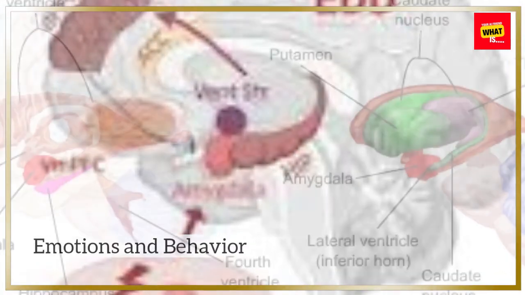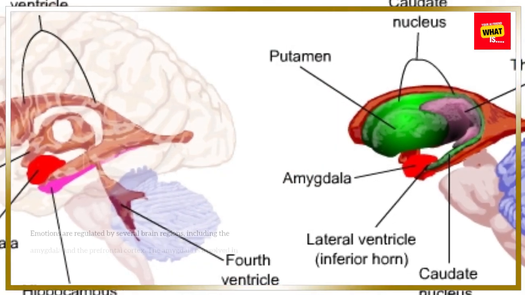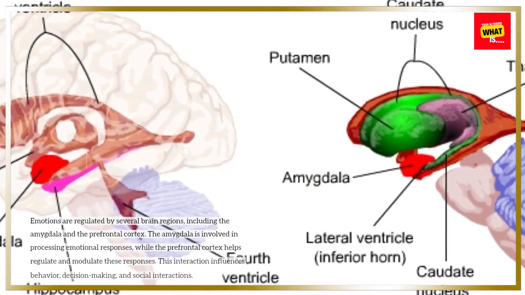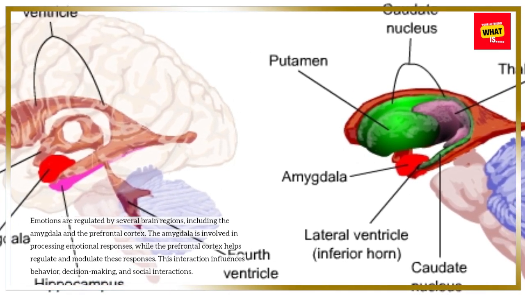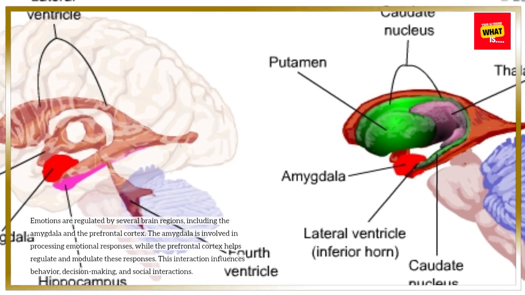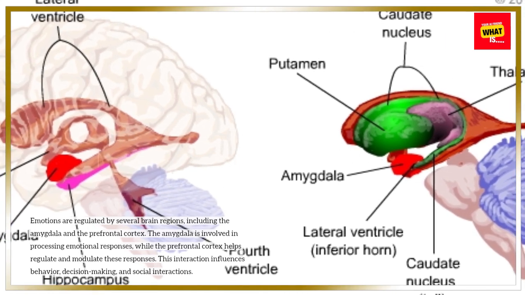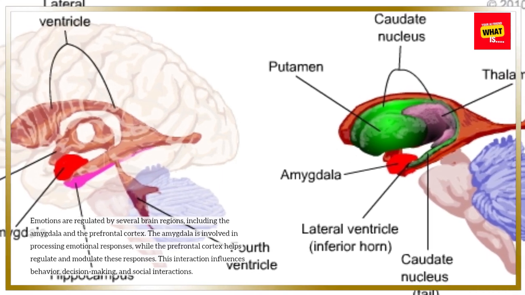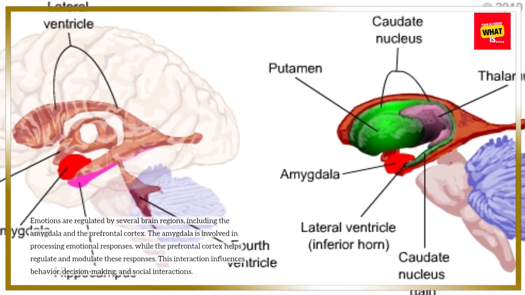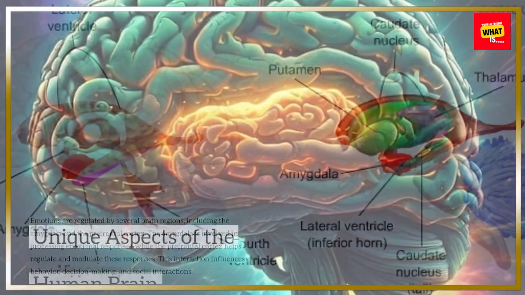Emotions and behavior. Emotions are regulated by several brain regions, including the amygdala and the prefrontal cortex. The amygdala is involved in processing emotional responses, while the prefrontal cortex helps regulate and modulate these responses. This interaction influences behavior, decision-making, and social interactions.